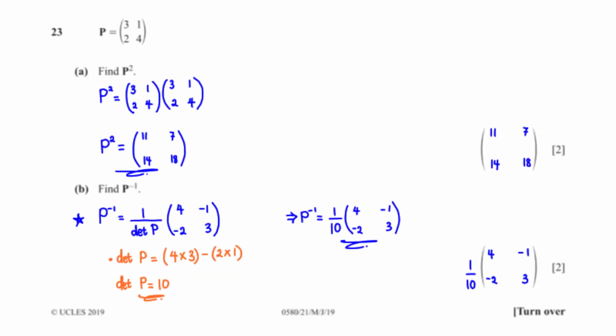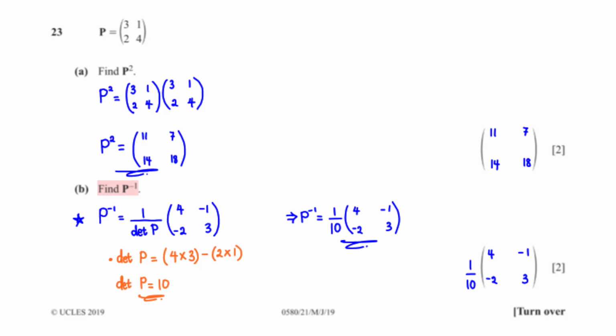P equals 3214. Find P squared. P squared is equal to P times P, and using matrix multiplication, so 3 times 3 plus 1 times 2 gives us 11. 3 times 1 plus 1 times 4 gives us 7. 2 times 3 plus 4 times 2 gives us 14, and 2 times 1 plus 4 times 4 gives us 18. So we have our final answer of P squared as 11, 14, 7, 18.